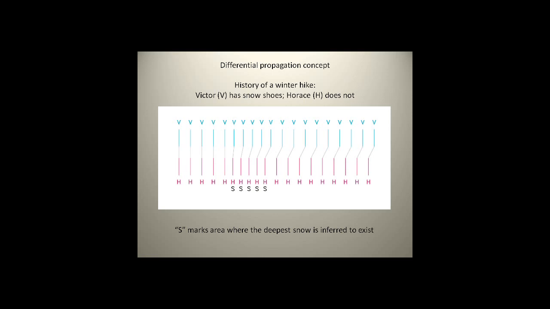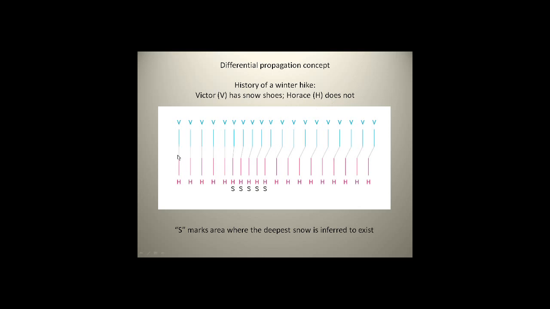Okay, the second of the 3 polarimetric measurements I'd like to talk about is so-called differential propagation. And here's another one of these little thought experiments to try to get an idea what's going on here. Here we have a sketch of 2 identical twin brothers, Victor and Horace, who are taking a hike in the winter. Their legs are the same length. They stride at the same rate. You know, they do everything the same. The difference is only Victor has a pair of snowshoes on, and his brother Horace doesn't.